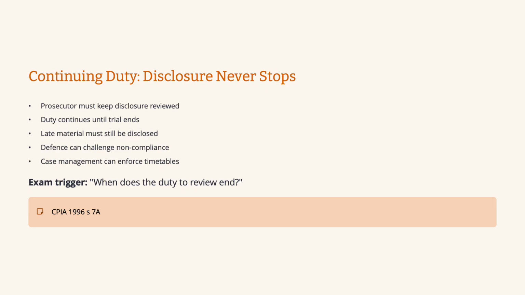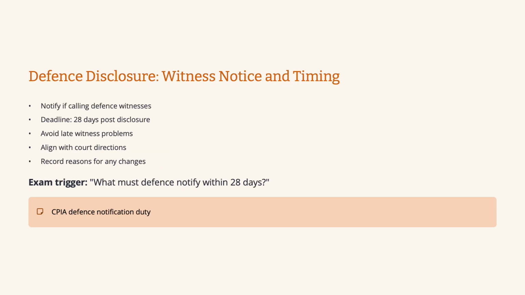Even on the eve of trial, the continuing duty is absolute. So the defense can challenge non-compliance through case management applications. The court has power to enforce disclosure obligations and can impose sanctions for breaches. So in exam, they can ask, when does the duty to review disclosure end? Only when the case finally concludes. Until then, the prosecutor must continuously review and disclose whatever they need to disclose under law.